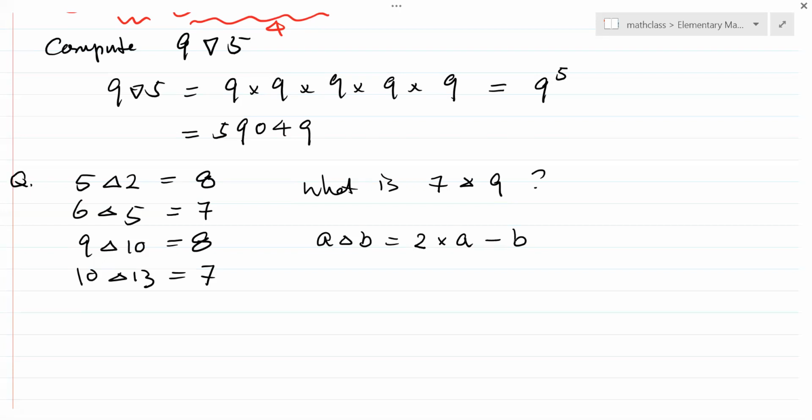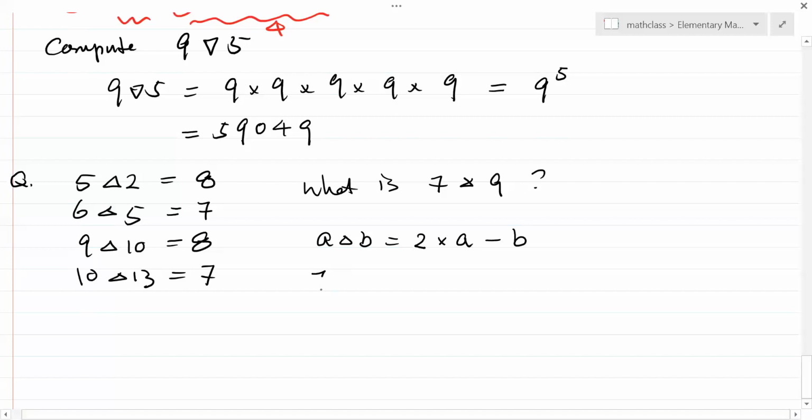Okay, yeah, this is a hard problem. I have to say that. If you understand that, then you double check it, everything's correct, right? 2 times 5 minus 2 is gonna be 8. 6 times 2 minus 5 is gonna be 7. 2 times 9 minus 10 is also 8.